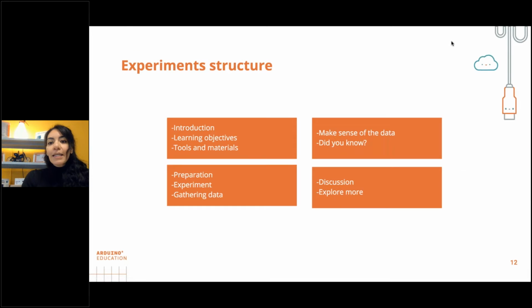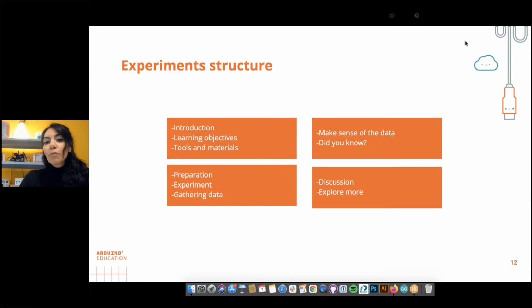And the Science Journal app comes with a platform. Anyone can just go there and look at the experiments. So this is open, so you don't need to buy anything. You just go there to the Arduino Science Journal platform, and you will see different experiments.